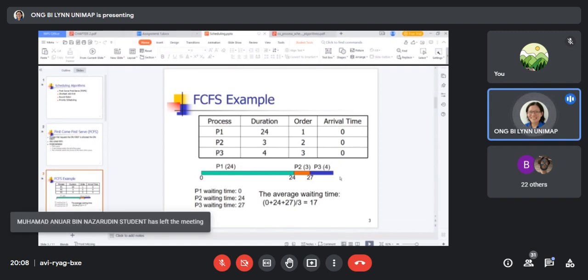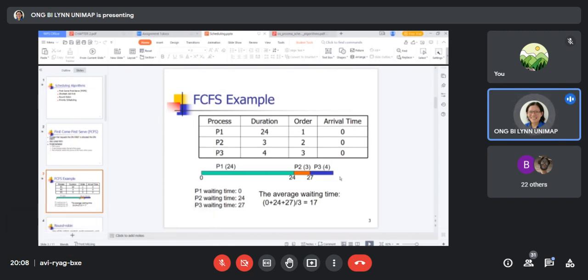So overall, the average waiting time will be equal to 0 plus 24 plus 27 over 3 processes. That is why your average waiting time in this first come, first serve example is 17. Okay? So 1 minute for you to look into this one. It's quite simple. We are going to the second one later.